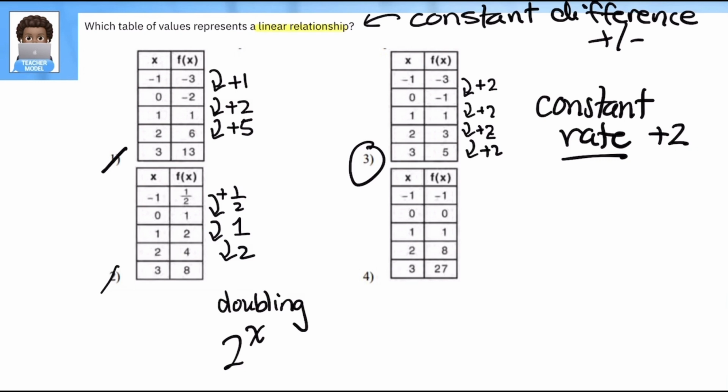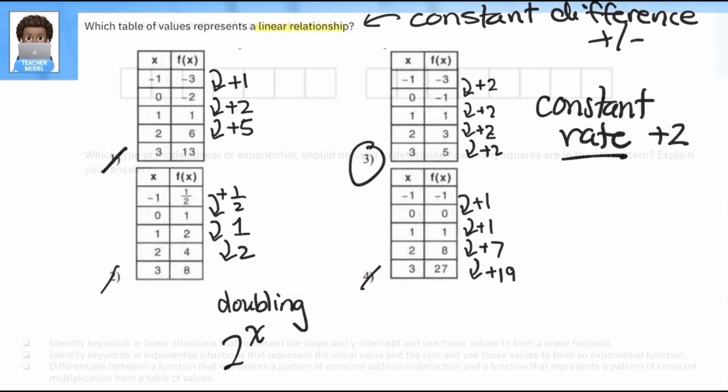And let's look at the last one. Plus 1, plus 1. So it's deceptive in the beginning, so you continue to go. And there you go, plus 7, and then plus 16. So it has grown way more from there. So we can identify pretty quickly which would be linear and which would be exponential. Hit pause and jot this down into your notes.